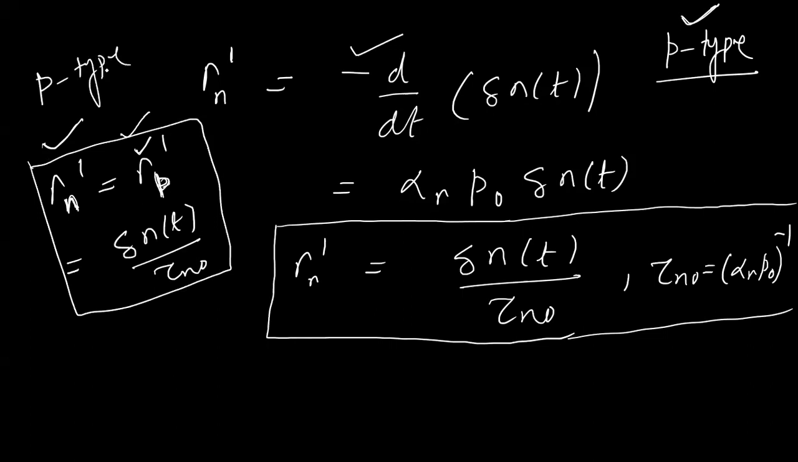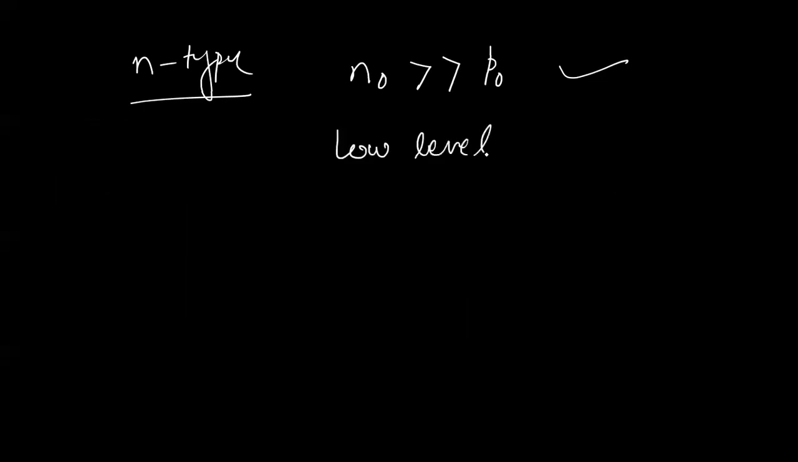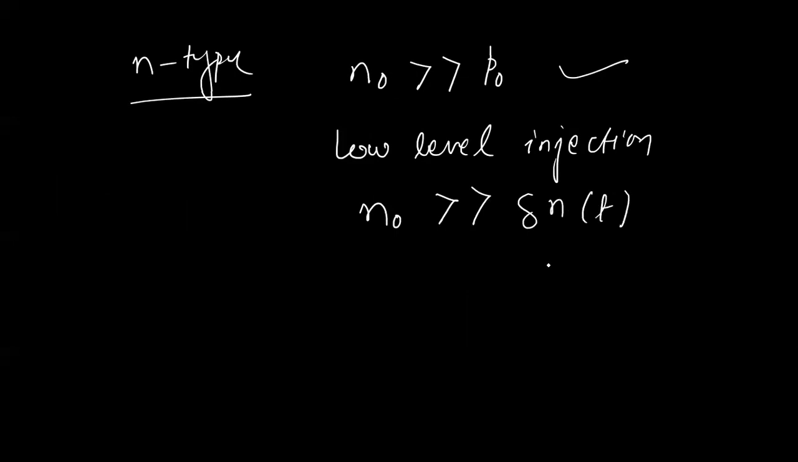Okay. Similarly, you can do it for N type. So for N type, what will you write? For the N region, similarly N0 is much larger than P0. This is the first thing, right? And then for low level injection, like we did for P type, we can say that this majority charge carrier N0 is much larger than this excess carrier concentration delta NT, right? This way you can write.